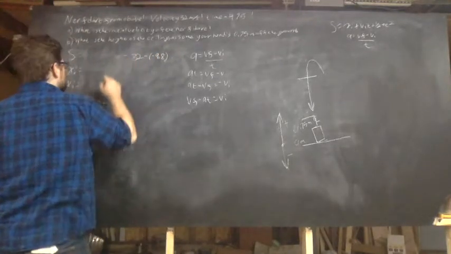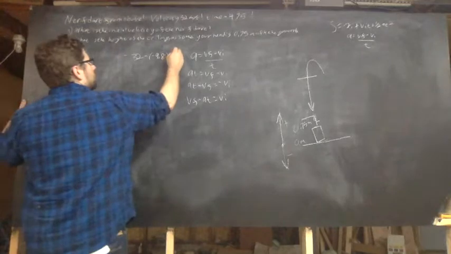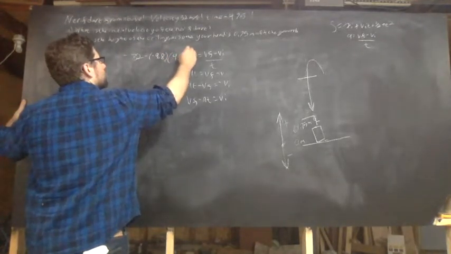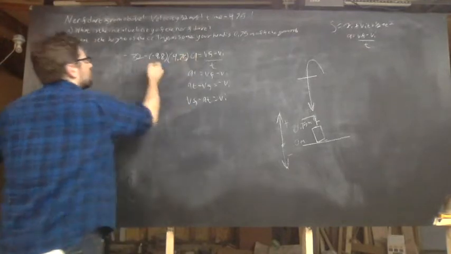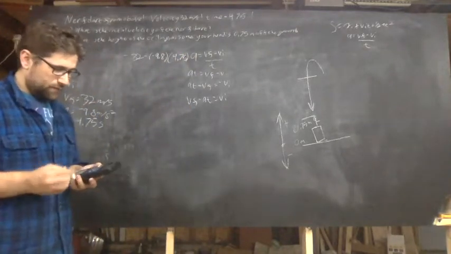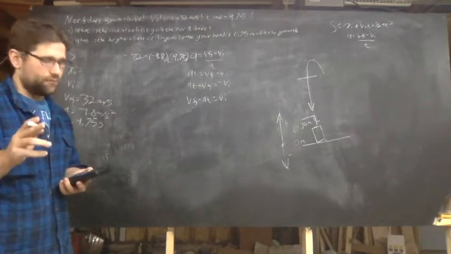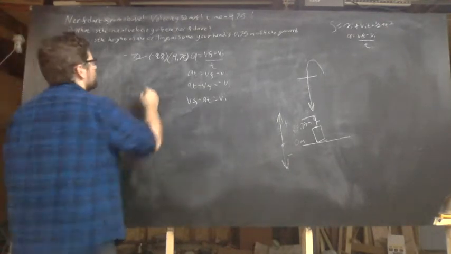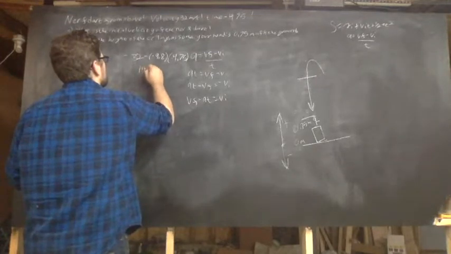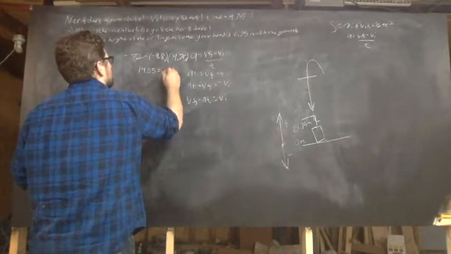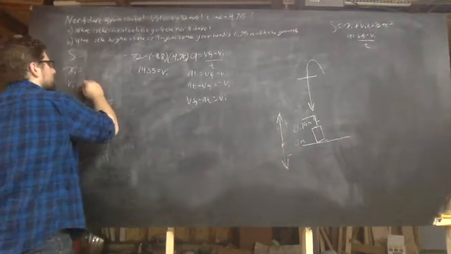Plugging my numbers in, that's 32 minus negative 9.8. This is a negative 32, can't forget that, times 4.75 seconds. That's going to get me a value of 14.55, a positive 14.55. I'm going to put that in over here.